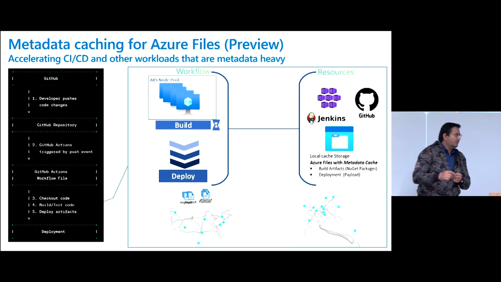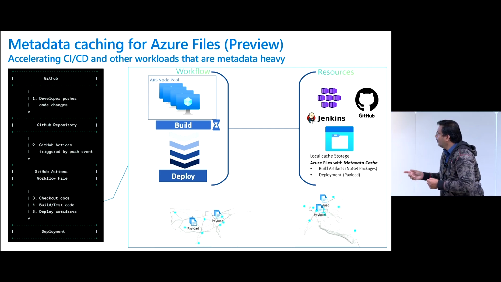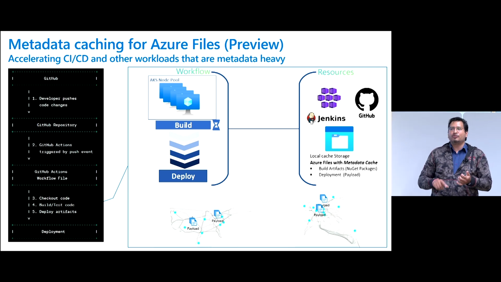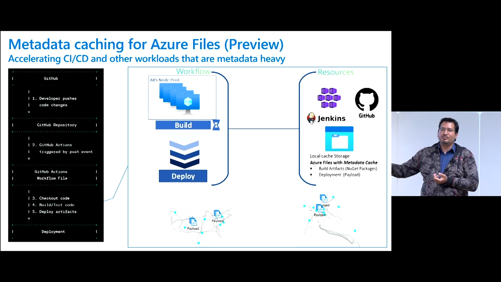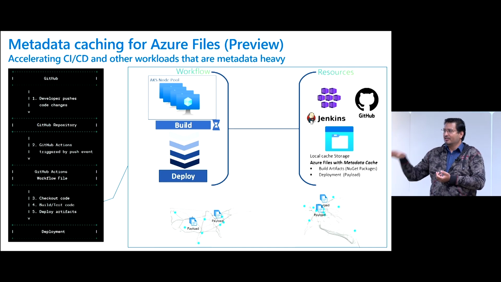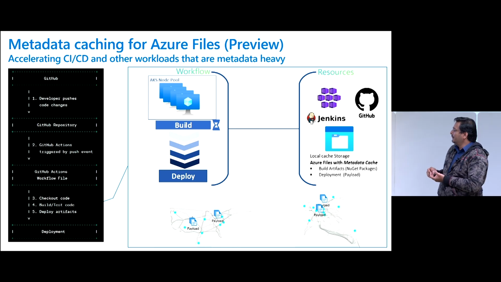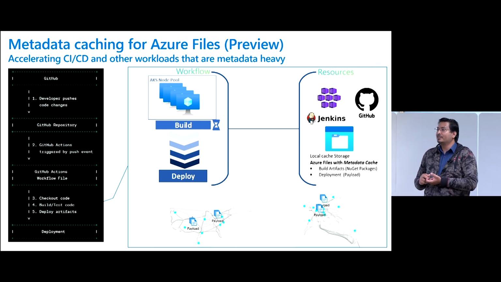Okay, so we talked about metadata caching. So what is metadata caching? Or what are metadata operations? So essentially, any operation that involves opening a file, reading a file, creating a file, deleting a file is a metadata operation. Everything else that you do is basically a data operation, that you write data onto the underlying storage. For example, WordPress. It's a very simple application, but it is metadata heavy because it is reading a lot of files, it's opening a lot of files.